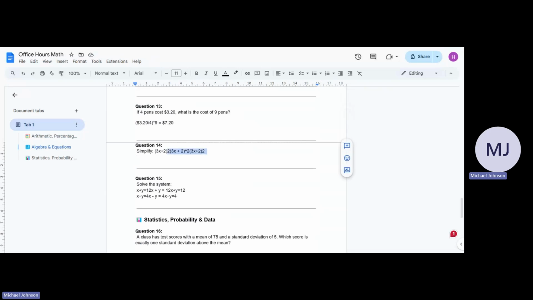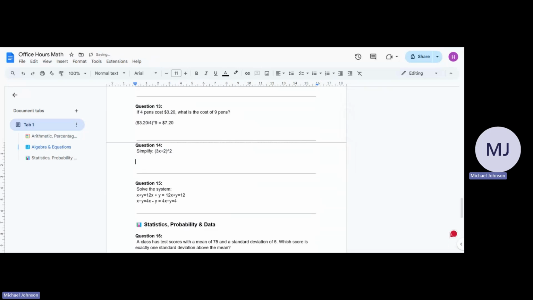And then the next one, expand. This was repeated 3 times. 3x plus 2 squared here. I'll just go through how to do this. So 3x times 3x plus 3x times 2 plus 2 times 3x plus 2 times 2. So it'd be 9x squared plus 12x plus 4. So that's how you do that one.